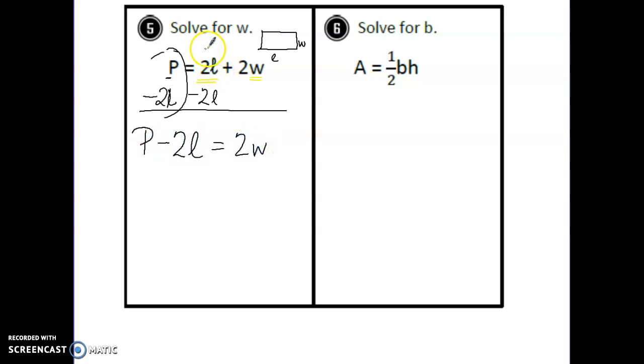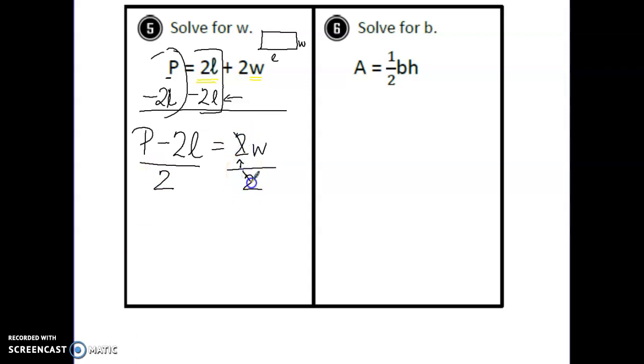I got rid of the constant, that's a number. I got rid of that by subtracting it from both sides. Now, this is as simplified as the left-hand side can get. So now I'm looking to isolate the variable W, and there's a 2 in front of it. So it's just like a two-step equation. First, I had to get rid of the constant. Now I have to get rid of the numerical coefficient in front of the variable I'm looking for.